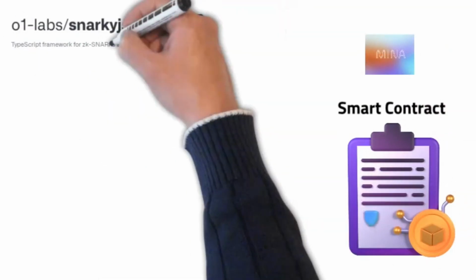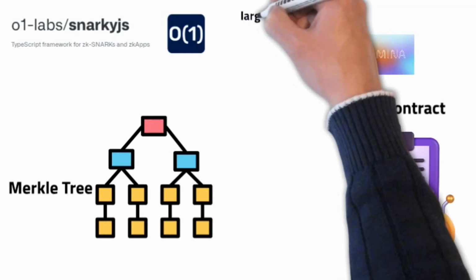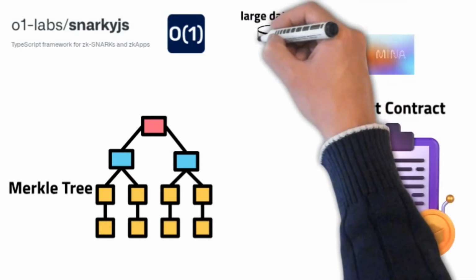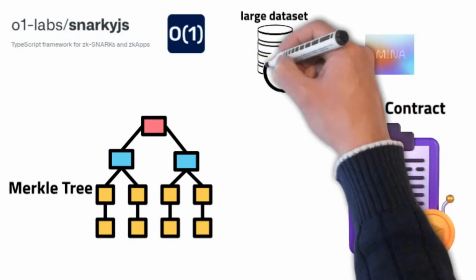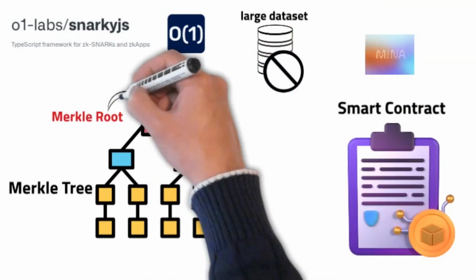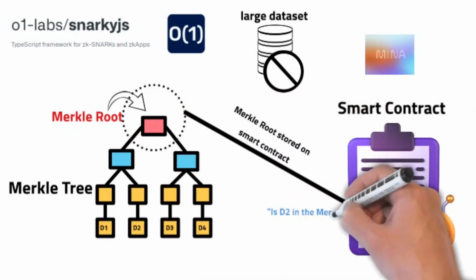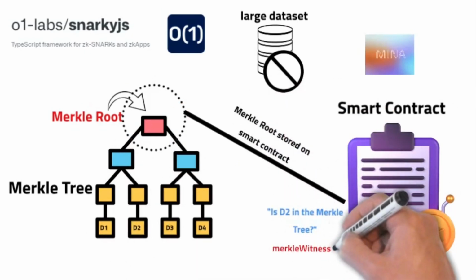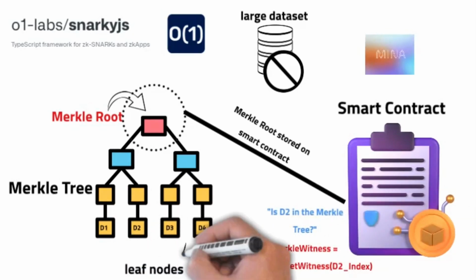When you write smart contracts for Mina Protocol using Snarky.js, you can use a Merkle tree data structure for storing data on the smart contract. Instead of storing the entire data set, which will bloat the smart contract and the blockchain, you can store only the Merkle root on the smart contract. And then if you'd like to verify that some data exists, then you'll need to provide the Merkle witness to the smart contract, which can be used to prove whether the data at that leaf node exists.